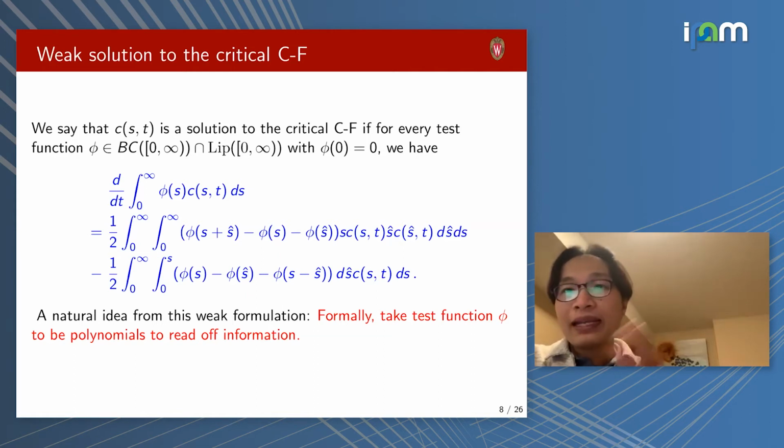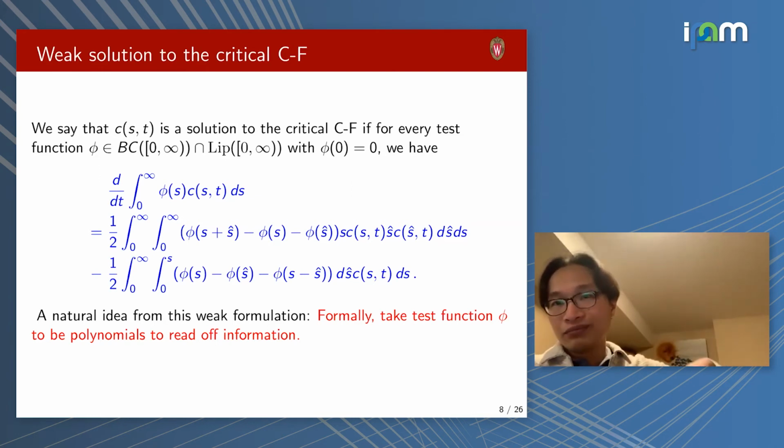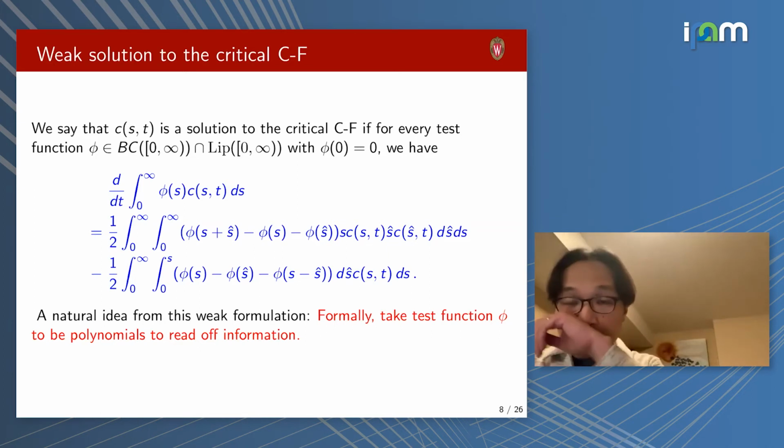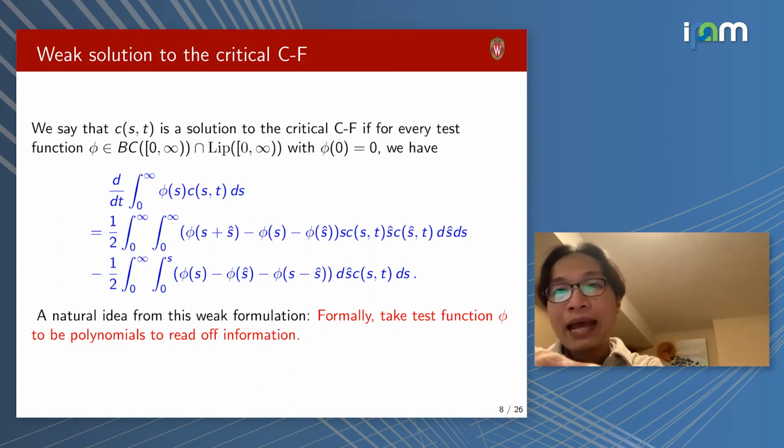So if you plug in any test functions, here I wrote that it's bounded Lipschitz with 0 at 0. Then what it means is that if you plug in the test functions, you have the change of d over dt of the first integral equals 1/2 of the second integral minus 1/2 the third integral, and that's the form. But let me explain why.